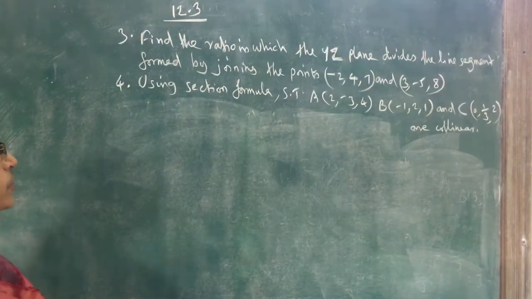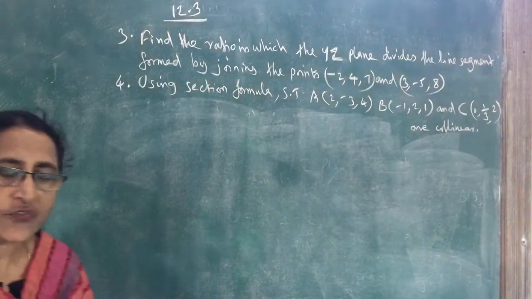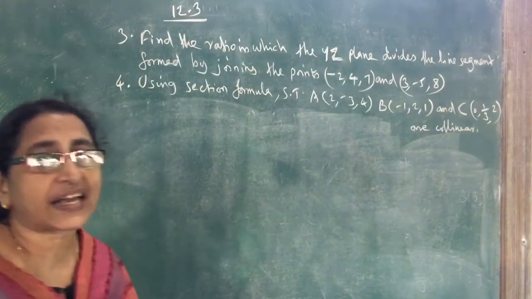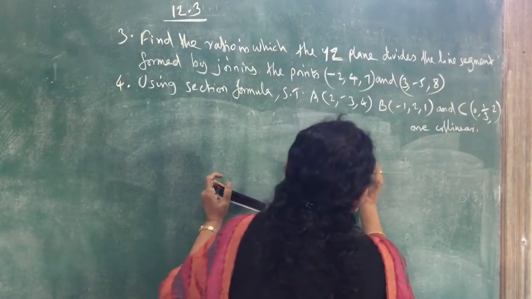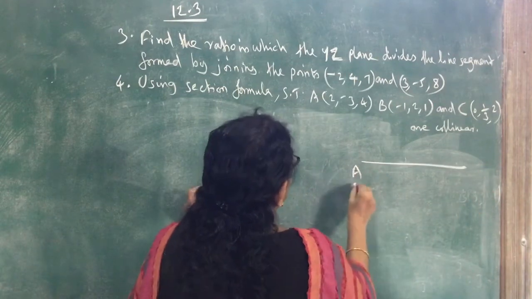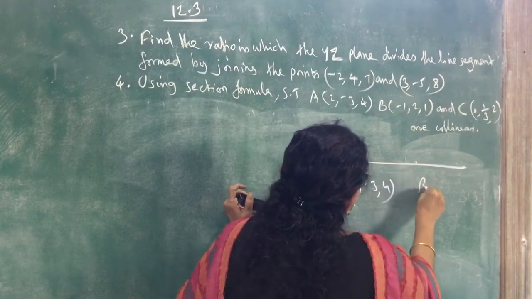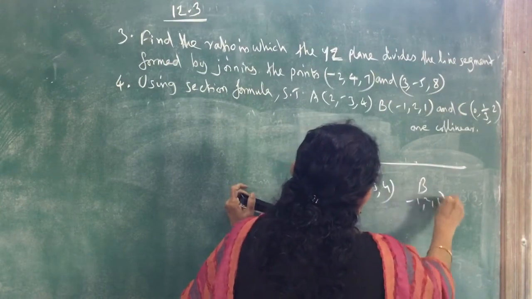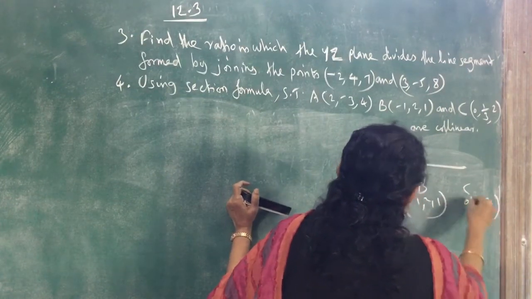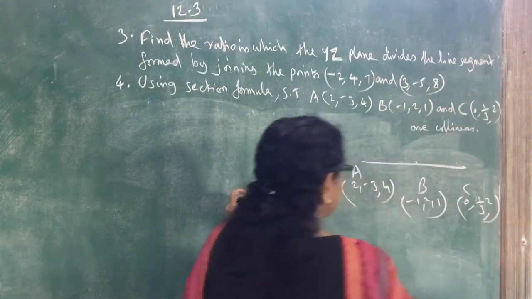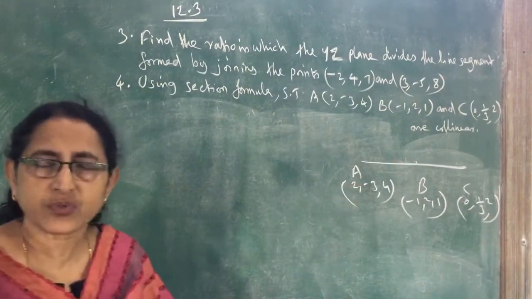The fourth one: using the section formula, show that A, B, C are collinear. So we have to prove that these three points are collinear using the section formula. So we can consider the points A (2, -3, 4), B (-1, 2, 1) and C (0, 1/3, 2). These are the given points. We have to show that these points are collinear using the section formula.